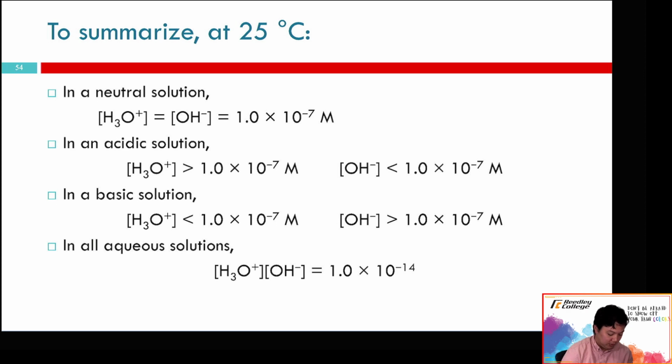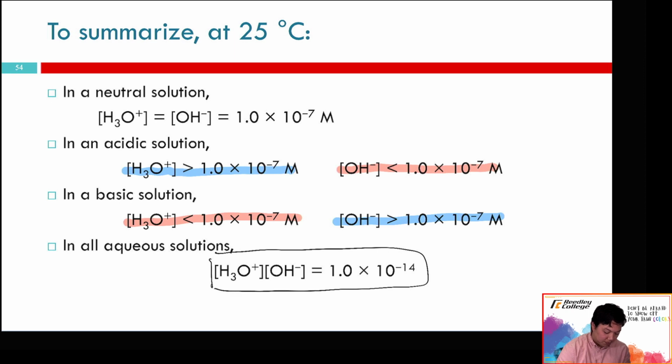If we have an acidic solution, our concentration of H3O plus is going to be greater than our concentration of OH minus. In a basic solution, we have a greater concentration of OH minus and a lesser concentration of H3O plus. But the important thing to note is in all aqueous solutions, this is true. If we have a greater number of hydroxides, that reduces the number of hydroniums, such that the product of those two is always equal to 1 times 10 to the negative 14.